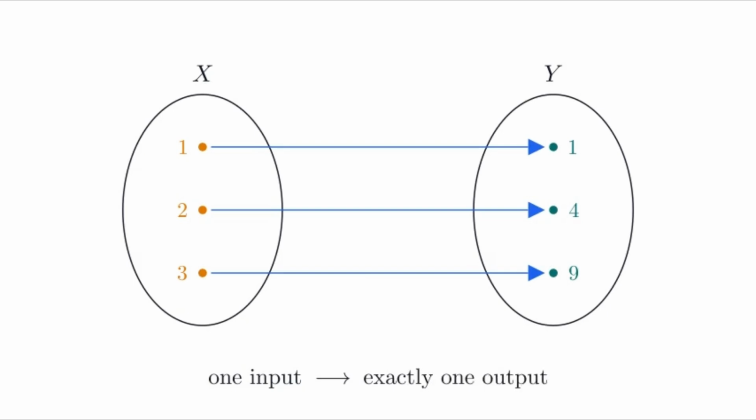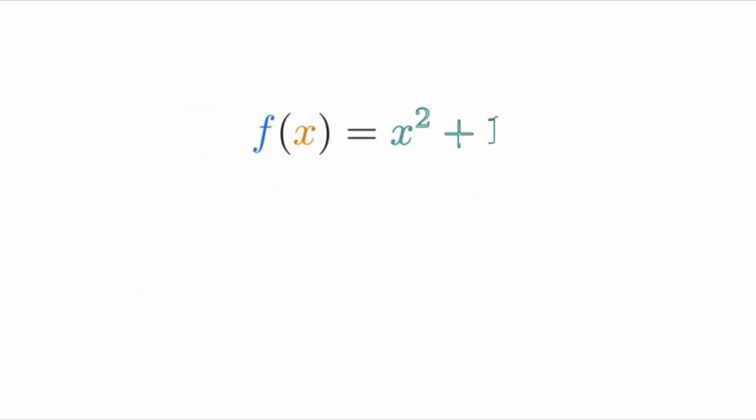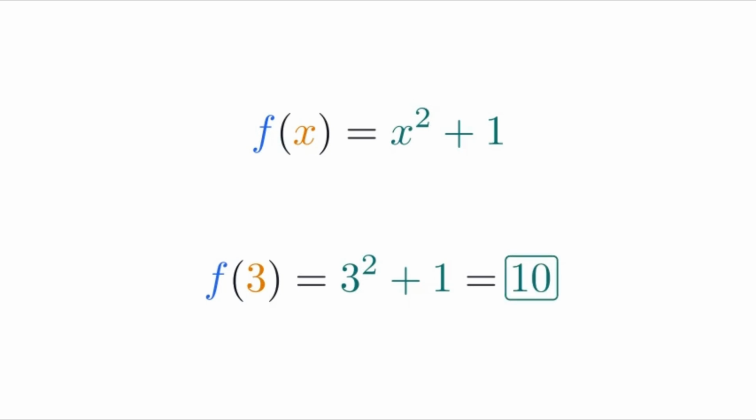Now the notation, which trips more people up than the idea does. f is the machine's name. The x in brackets is the input, a placeholder, nothing more. And the right-hand side is the rule. So f(3) doesn't mean f times 3. It means put 3 into the machine. Wherever you see the placeholder, write 3. 9 plus 1, 10.